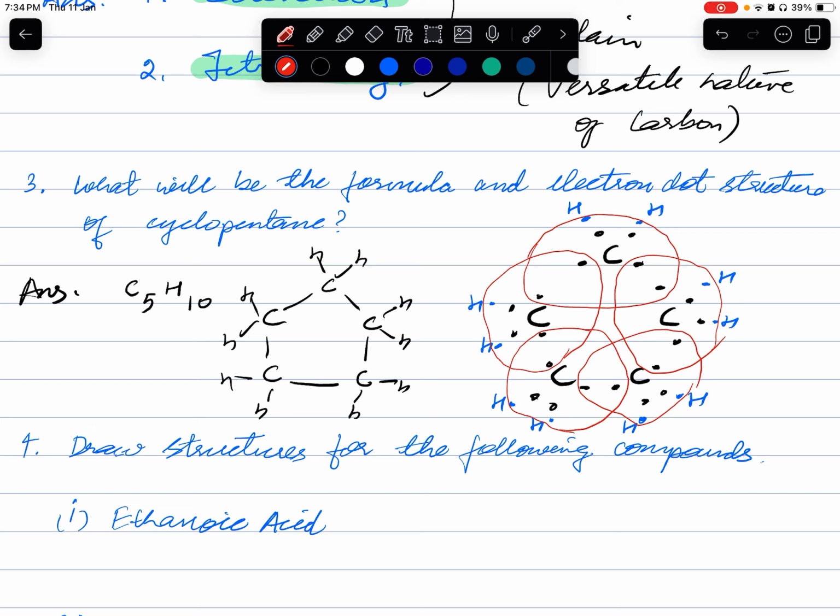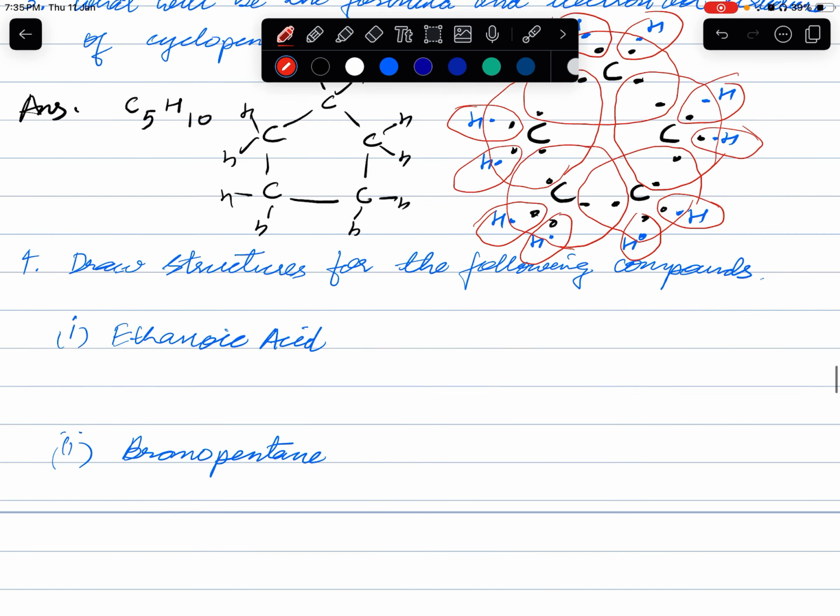Now for the hydrogen, each hydrogen will share one electron of the carbon and it will get the noble gas configuration of helium. So each hydrogen will get 2 electrons. This is how cyclopentane is formed.